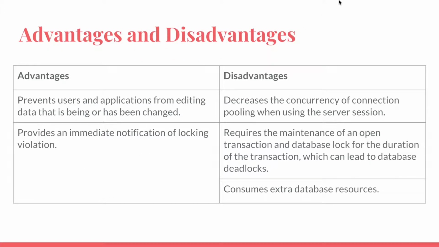We have a few advantages and disadvantages of pessimistic locking. The first advantage is that it prevents users and applications from editing data that is being or has been changed. And it also provides an immediate notification of locking violation, rather than knowing it only after the transaction is completed.